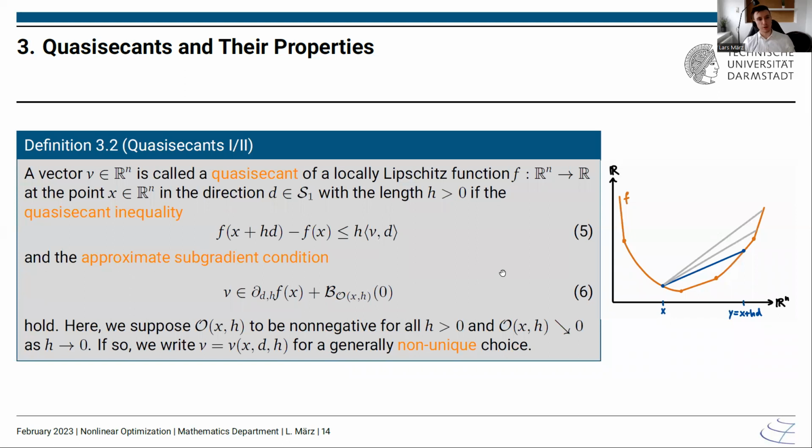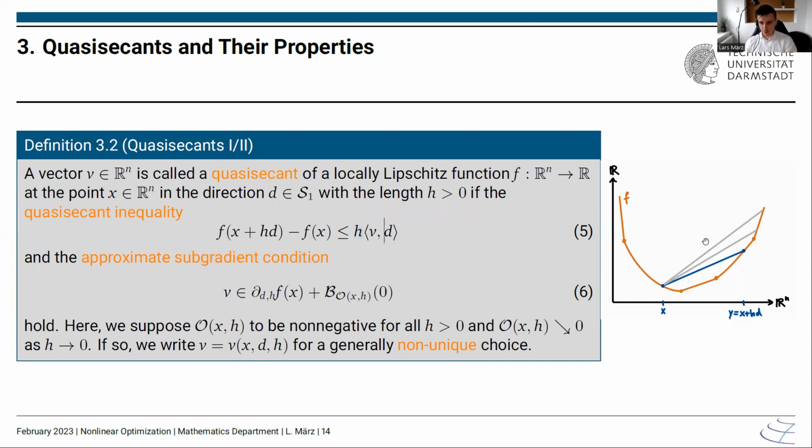Now, to the most important definition of this presentation: a vector V is called a quasisecant of a locally Lipschitz map at a point x in a direction d with length h if the quasisecant inequality and the approximate subgradient condition hold. The quasisecant inequality should be familiar to you in the sense that it is very reminiscent of the subgradient inequality, but it only has to hold for this one point which has distance h. So we have the subgradient inequality for this one length.